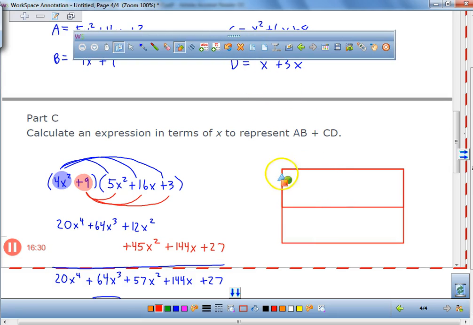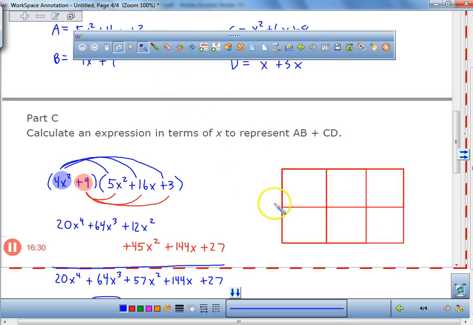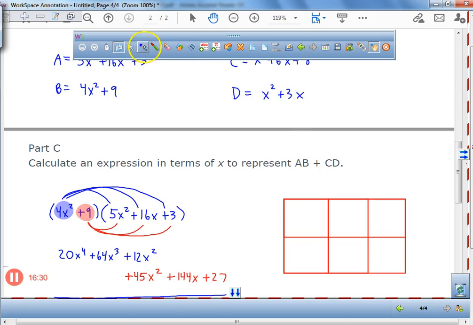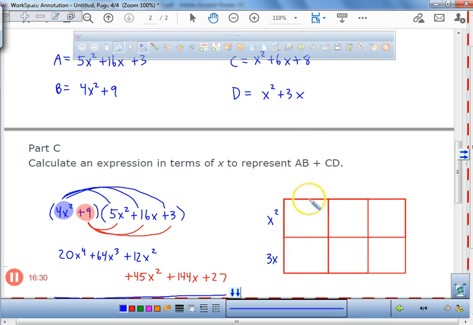Oh, sorry. So, you can see I'm making an array, okay? Like a 2 by 3. So right here, what I'd like you guys to do, do you see where it says x squared and 3x? I want you to put x squared and 3x right here. And for this one, I'd like you to put x squared, a 6x, and an 8. So I want you to set that up, okay?